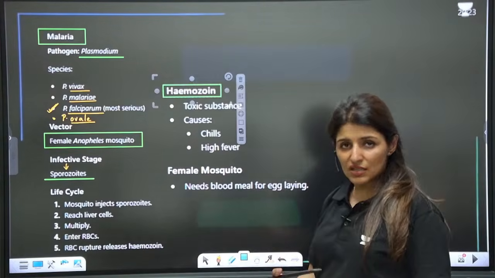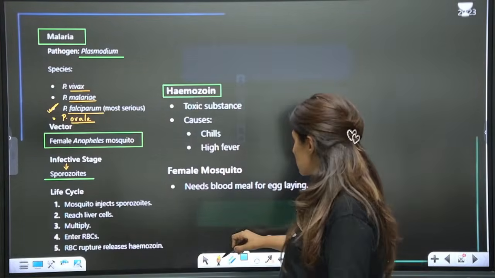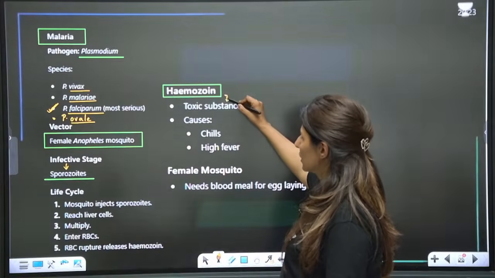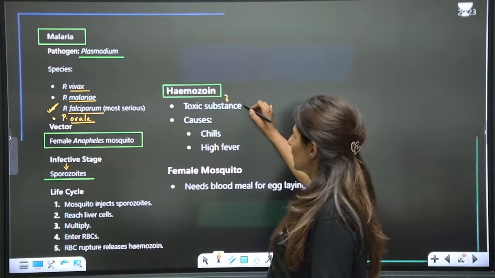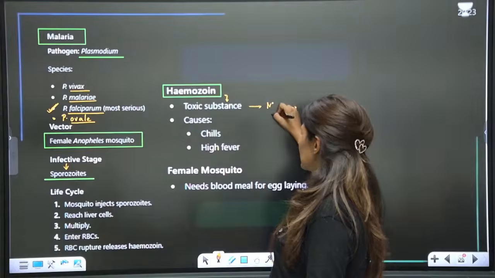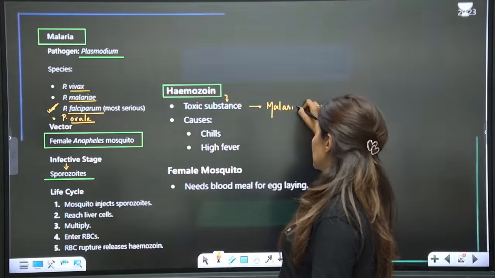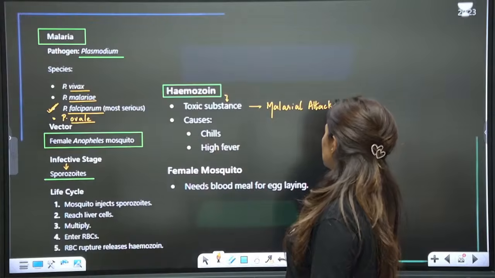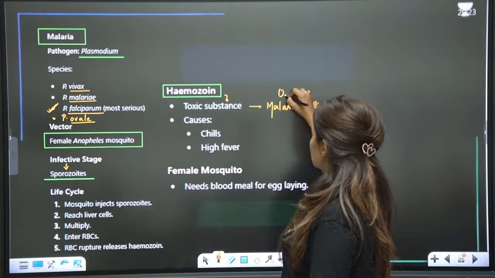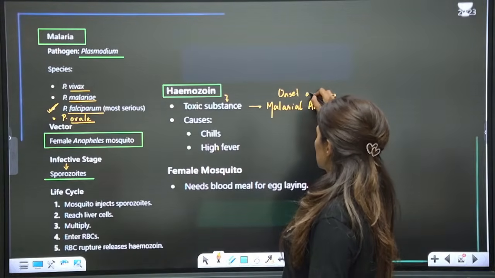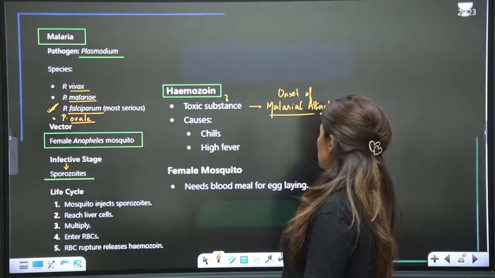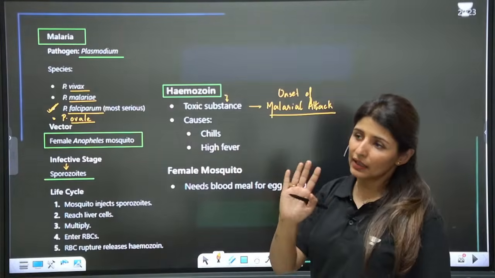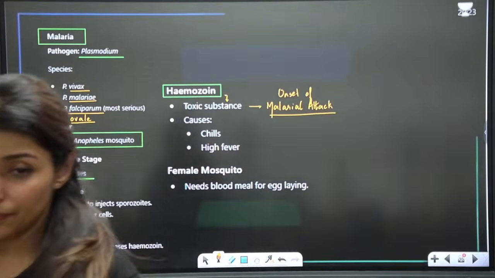one of the stages in the human body that it produces this toxic substance called hemozoin, and this hemozoin causes malarial attack. This causes the onset of malarial attack. So when hemozoin is released, that is when we start getting the symptoms. Is that clear?